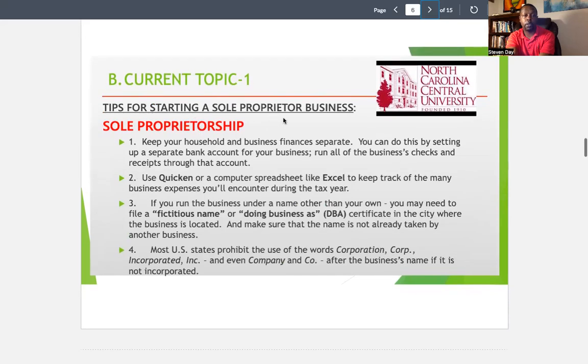Tips for starting a sole proprietorship. 1, keep your household and business finances separate. You can do this by setting up a separate bank account for your business. Use Quicken or a computer spreadsheet like Excel to keep track of your expenses.